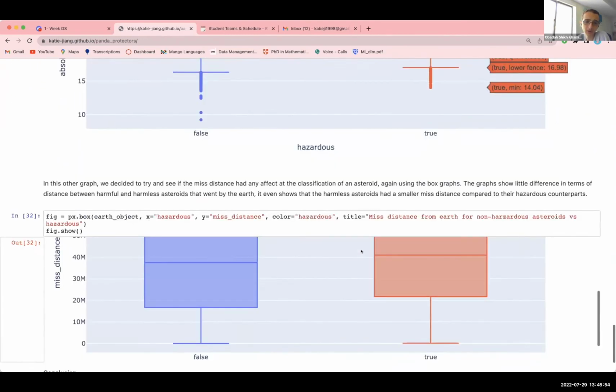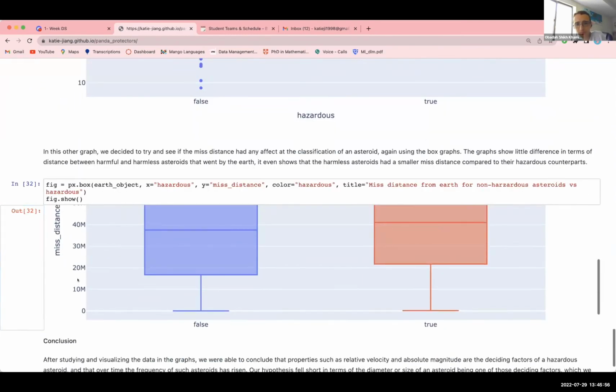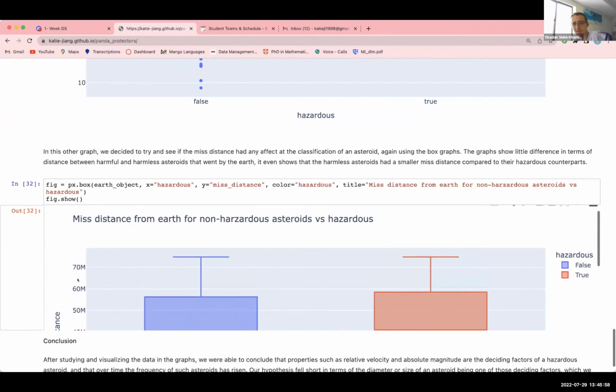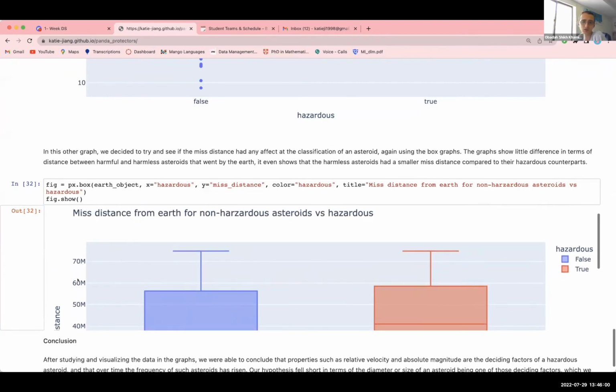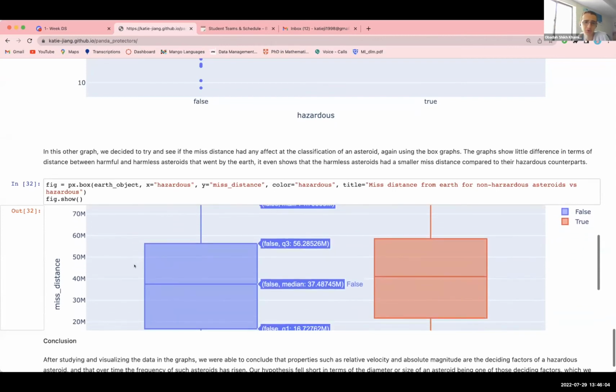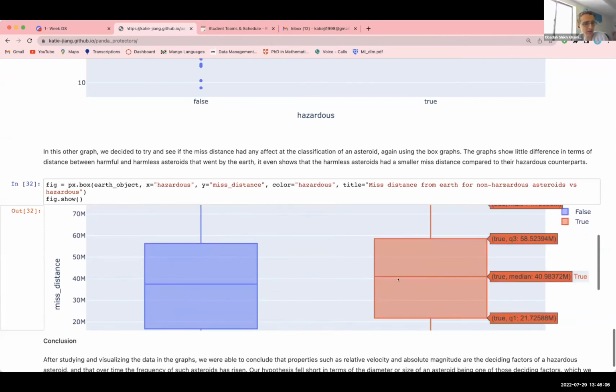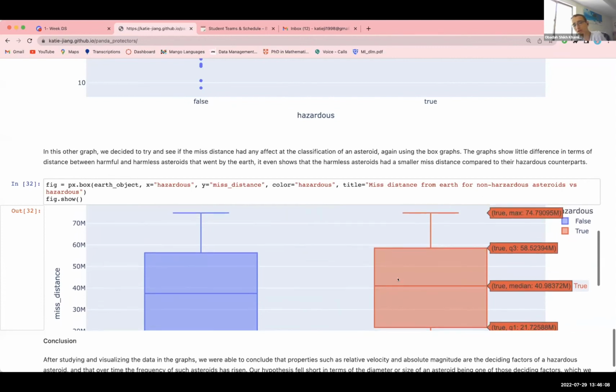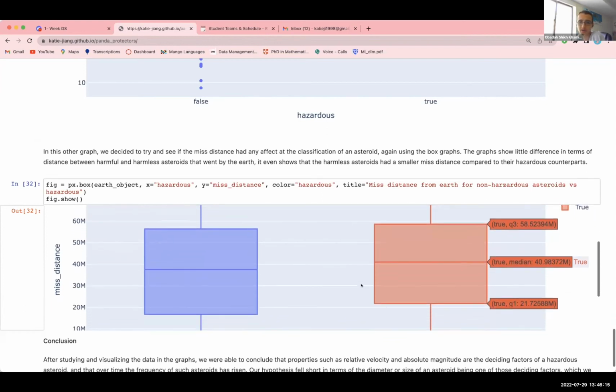And in the next graph, we decided to try and see if the miss distance had any effect on the classification. But then again, as I said before, most of them don't really hit the Earth. They just enter the atmosphere and burn up there. So the miss distance had little to no effect at all in determining the hazardous or non-hazardous asteroids.